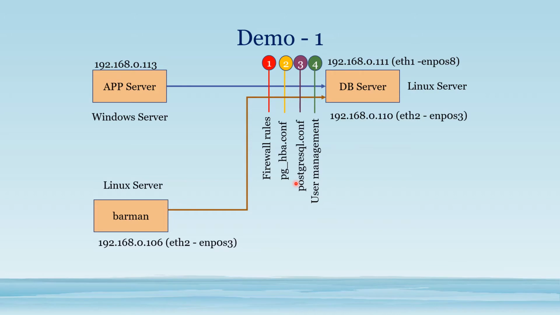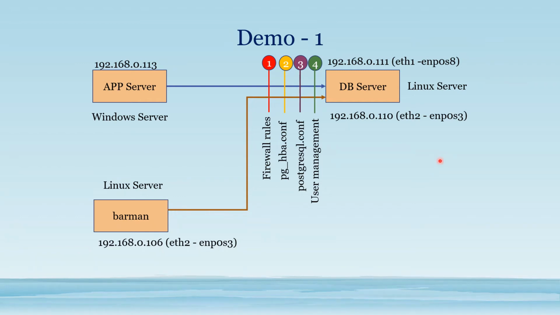Let me explain what I am trying to do here. I have 3 servers. First one is the application server which is running on Windows. Second server is the backup server which is running on Linux. The third server is the DB server which is also running on Linux. I have 2 network interfaces in my DB server. The first network interface I am going to allocate dedicatedly for the app server. The second one I am going to use dedicatedly for my backup server.